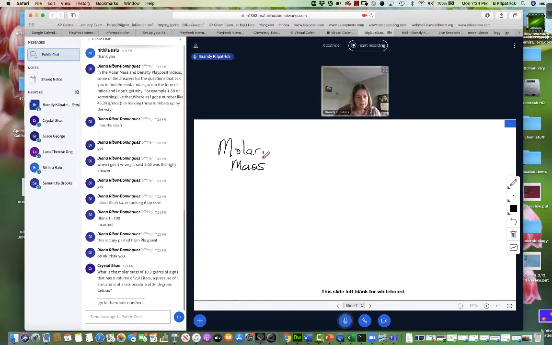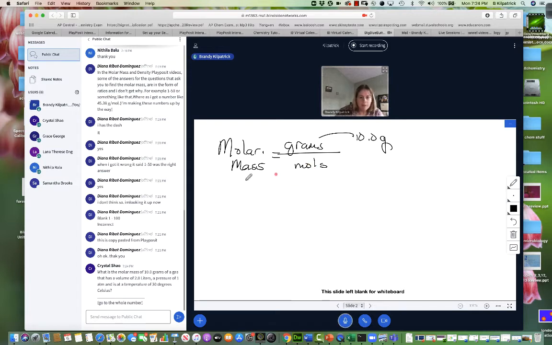Molar mass is really just a gram to mole ratio. So you need 2 numbers in order to get molar mass. You need the number of grams, and then you also need the number of moles. So if I'm looking in the problem, it says that I have 10 grams. That would be my number of grams here.